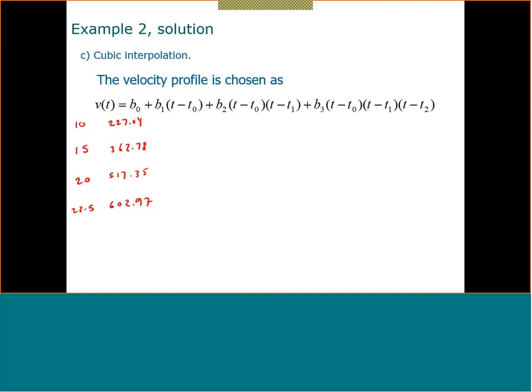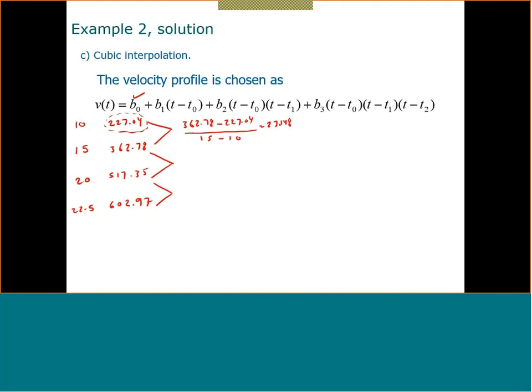Okay, very good. Now I want to start solving this problem. So I will draw this and this and this. Now I know for a fact that this is the first constant, which is my B0. Now I want to find B1. So B1 is nothing but this minus this. So this is 362.78 minus 227.04 divided by 15 minus 10. And this gives me 27.148, the one that I just calculated.